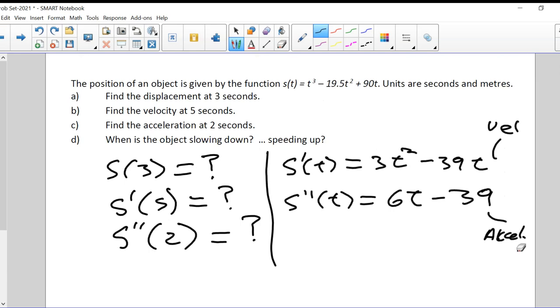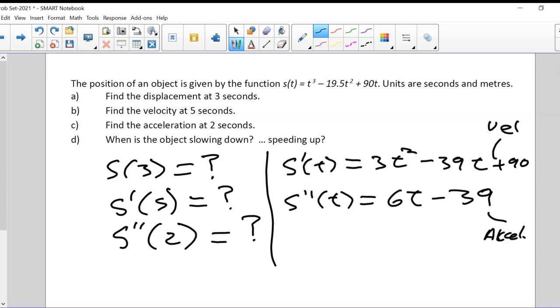Oh. Thank you very much. Yes. Plus 90. That's actually very important. Thank you, Adam. That does not affect the acceleration function, but it does affect the velocity function.